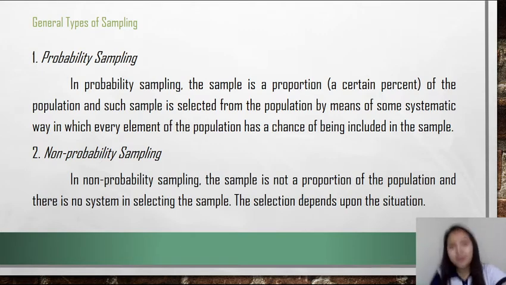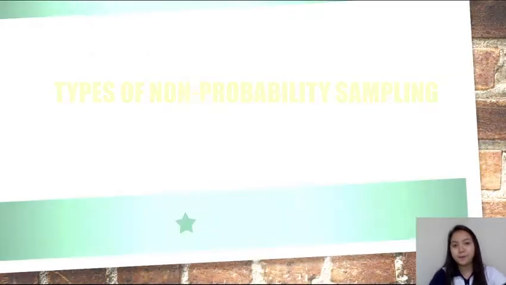In probability sampling, the sample is a proportion, a certain percent of the population, and such sample is selected from the population by means of some systematic way in which every element of the population has a chance of being included in the sample. On the other hand, in non-probability sampling, the sample is not a proportion of the population and there is no system in selecting the sample. It is just the opposite of probability sampling. In non-probability sampling, the selection depends upon the situation.